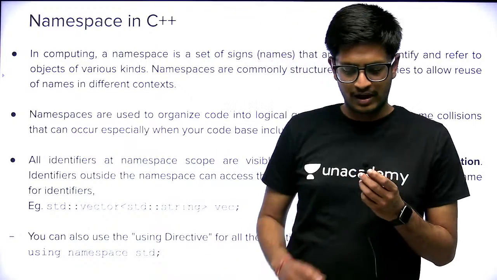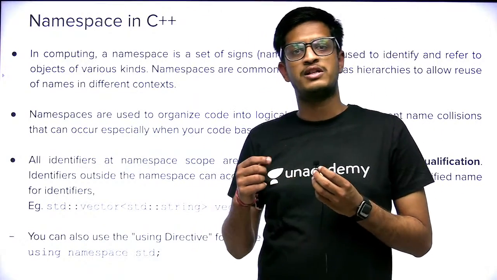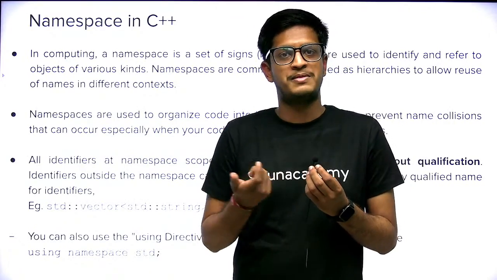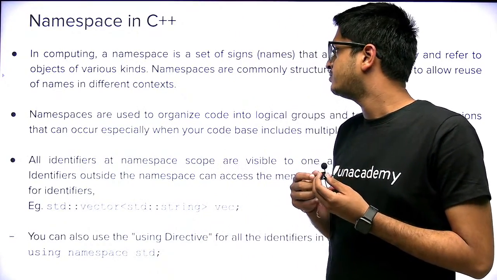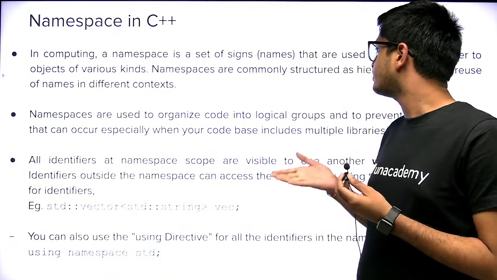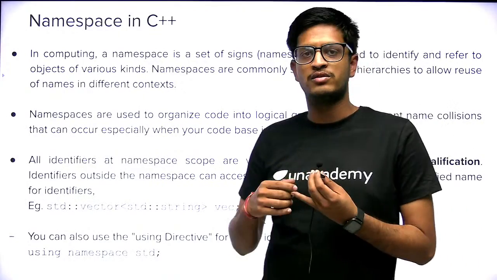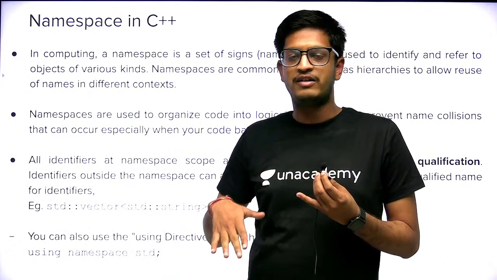Okay, so in the program, we'll show you that we will be using the line using namespace std. So we need to understand what a namespace is. In computing, a namespace is a set of signs that are used to identify and refer to objects of various kinds. So we can have the same name in different scopes.